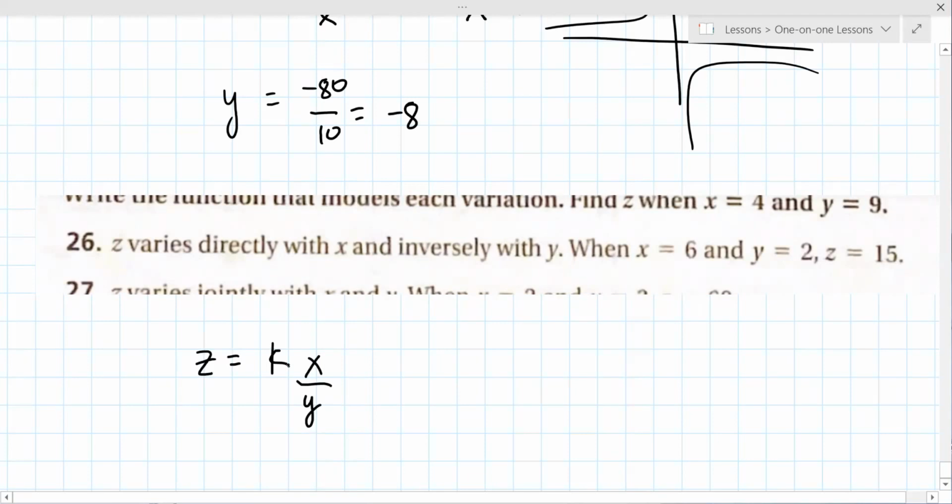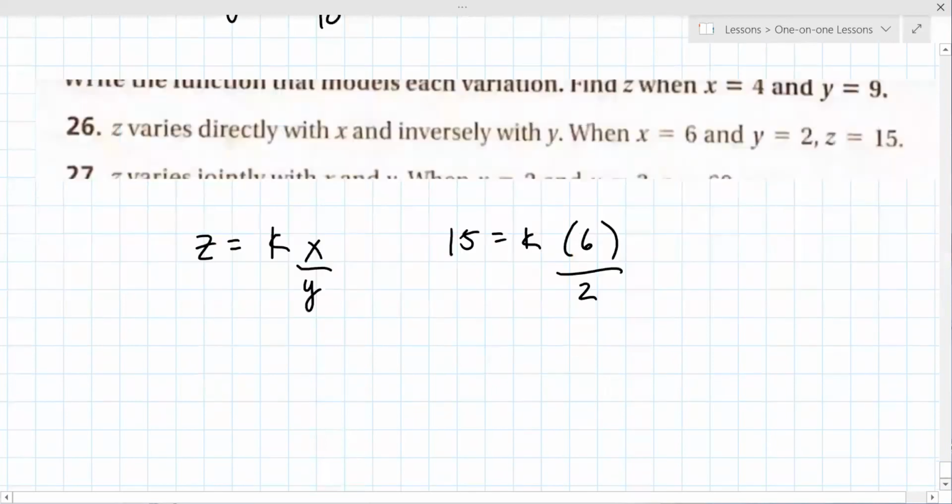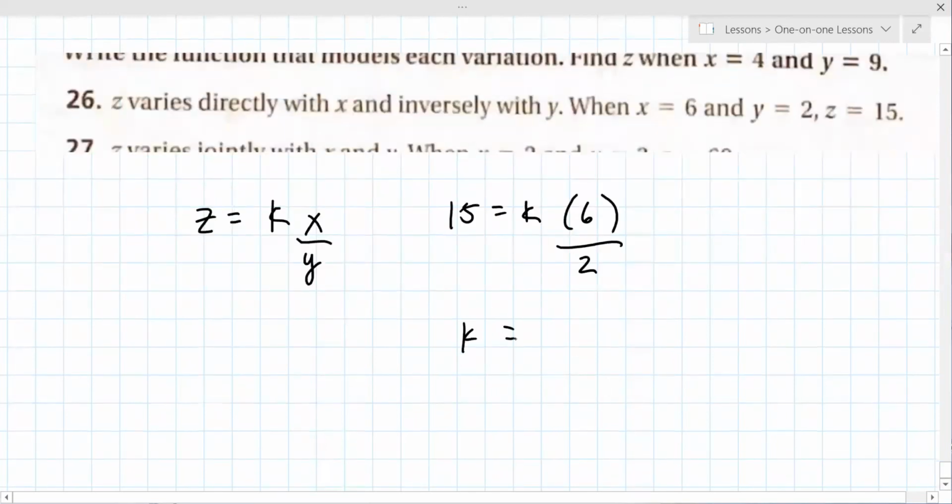Okay. And then you just plug the numbers in. You do for this. You get K. I'm sorry. They give you z. Z is 15. 15 equals K. X is 6. Y is 2. So you solve for K. You end up getting that K equals 5. So you rewrite z equals 5x over y.